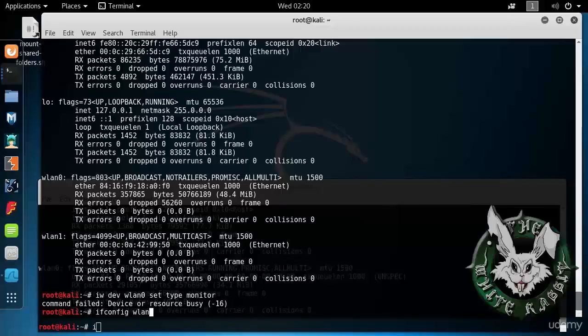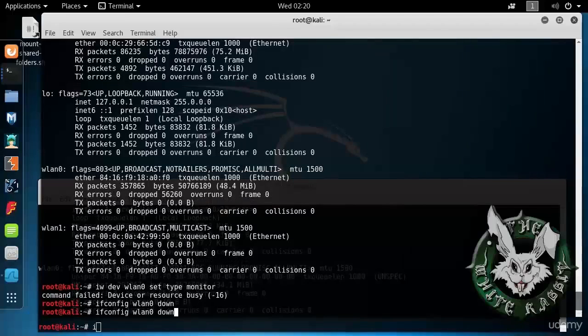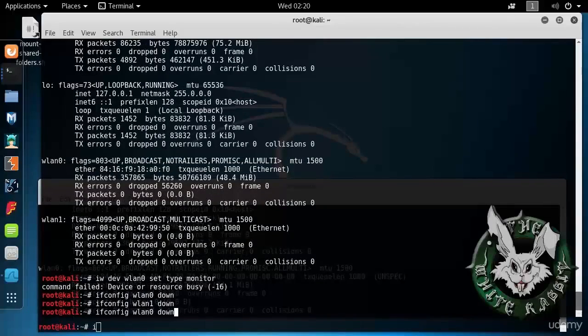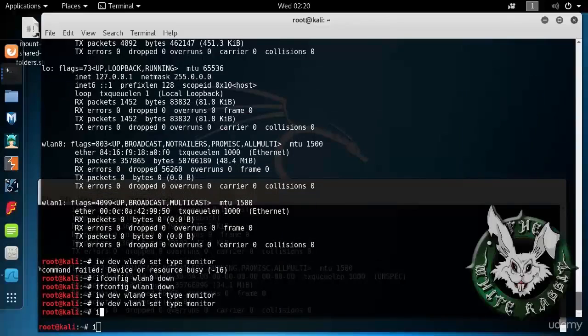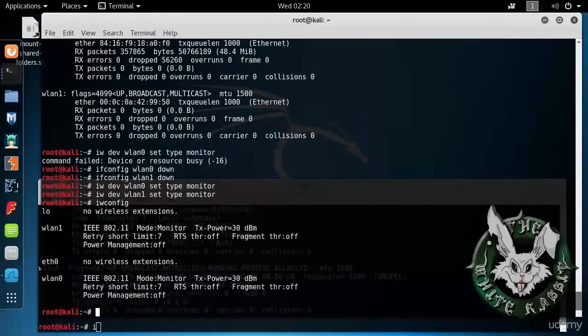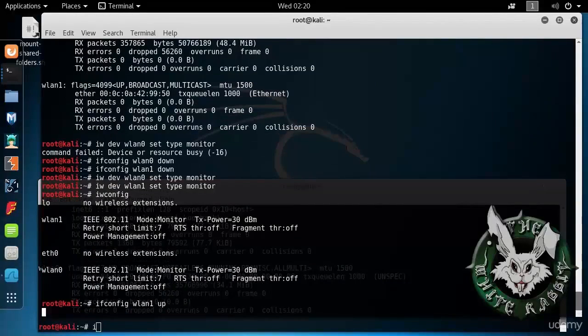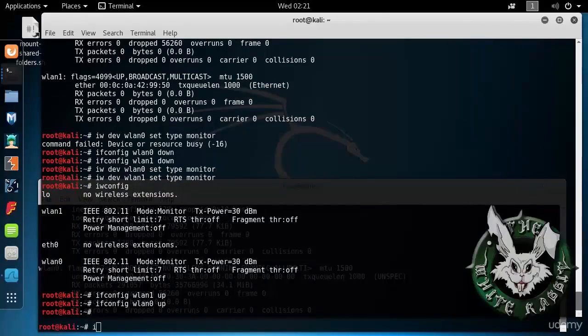So ifconfig WLAN0 down. We do the same for WLAN1, and then now we can set them to monitor mode. Now it doesn't complain. iwconfig to verify that they are both in monitor mode. Now we can bring them up again, and we will be ready to run our attack injection test. Okay, both are up.